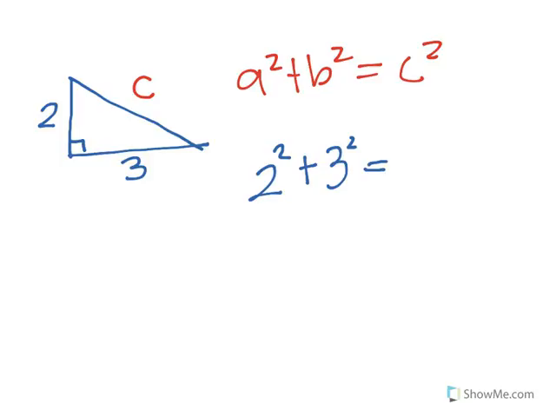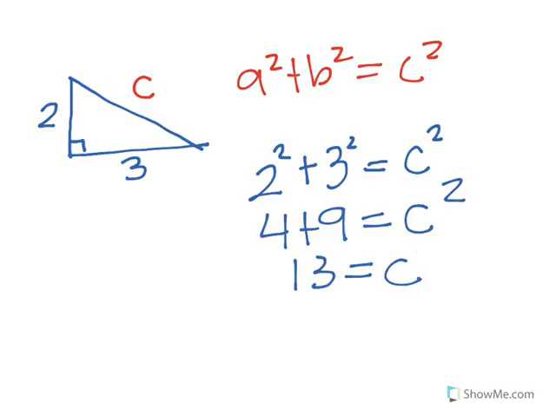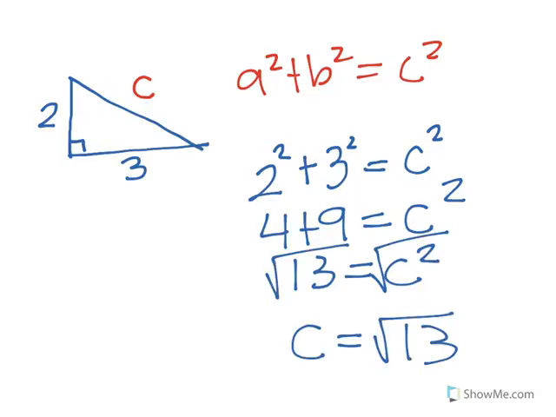And then if we knew what the hypotenuse was, we could put that number in here, but since we don't, we'll just use the c, and that would be squared as well. So we have 4 plus 9 equals c squared. Add those together and we have 13 is equal to c squared. Then we have to square root both sides, and we get that c is equal to the square root of 13.